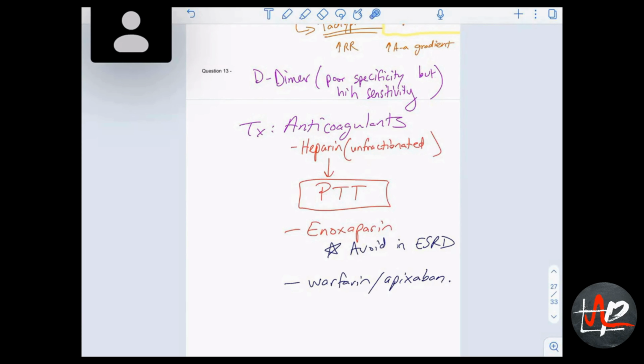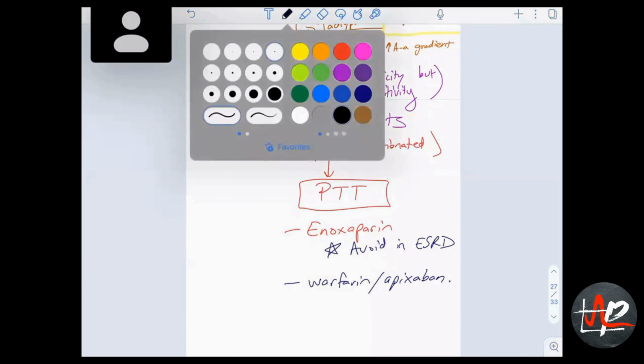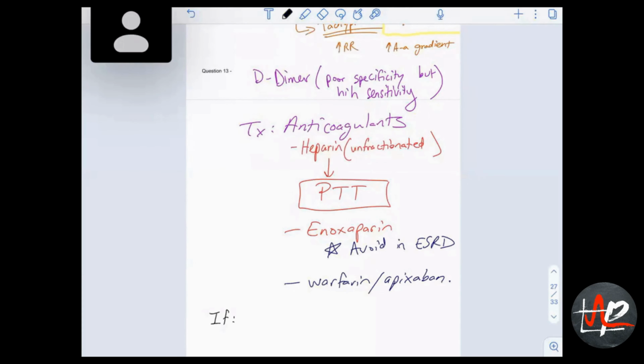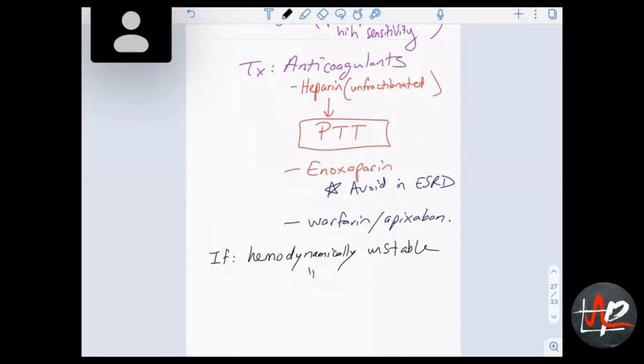If the patient comes in and they're hemodynamically unstable, then you might want to take them to surgery. So this is more of a step 2 question. So if they're hemodynamically unstable, what's that mean? That means low blood pressure and high heart rate. So you could take them for either thrombolysis, or you can do an embolectomy.